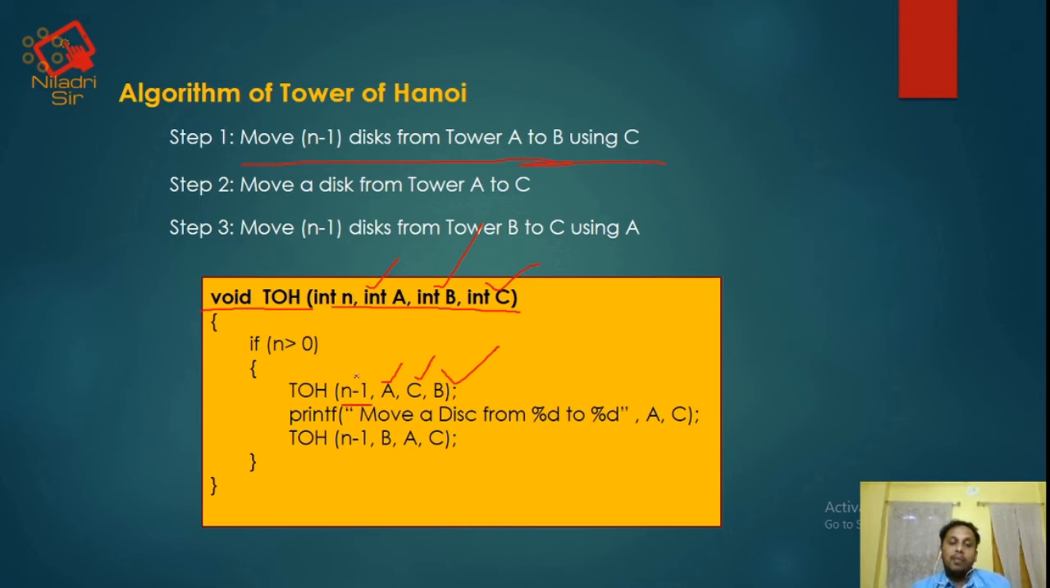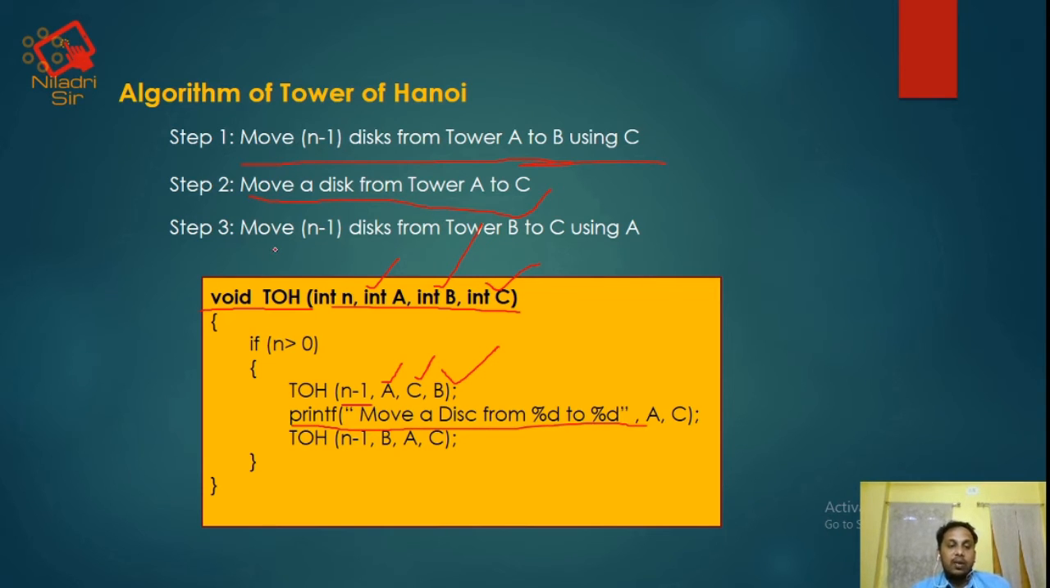n minus 1 is the total number of disks. A is the source, C is the using, and B is the destination. After that, what will we do? We move a single disk from A to C. Okay, so we have moved a single disk from A to C.